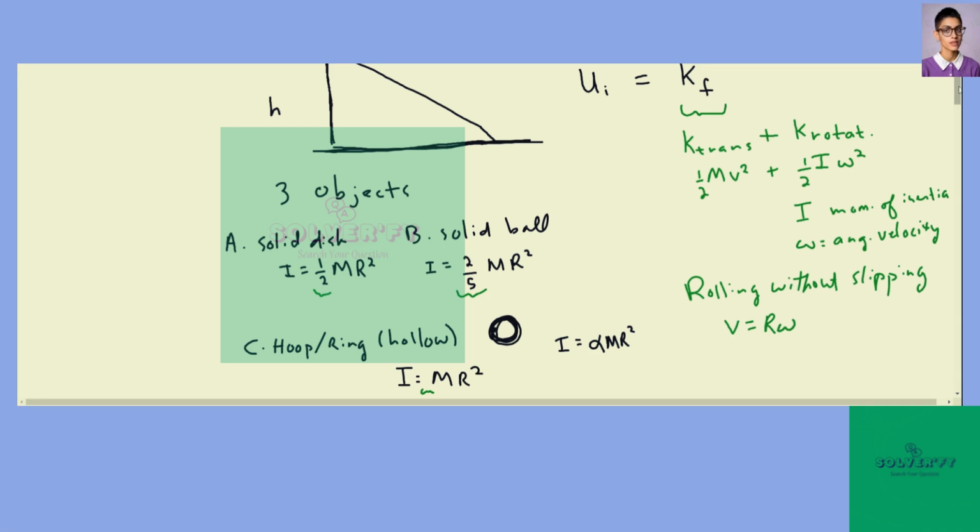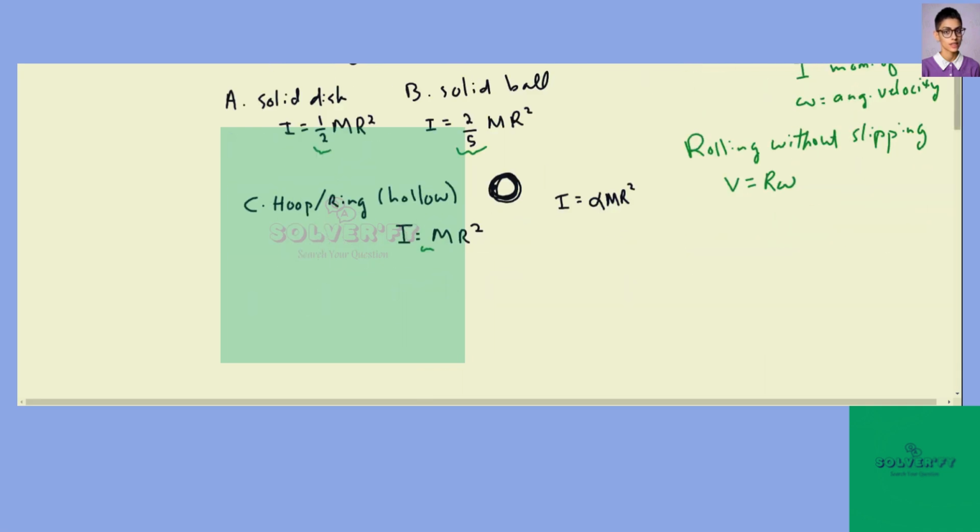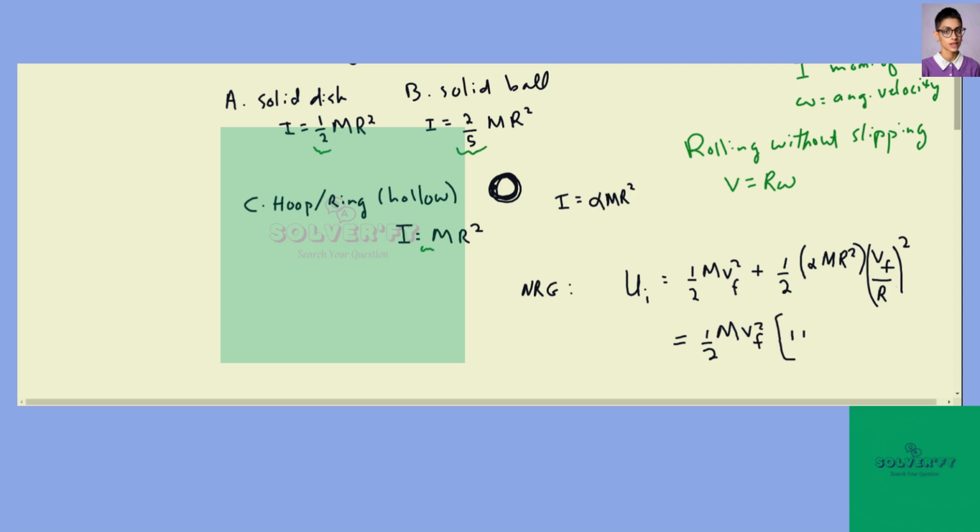And so if we set up this equation, this is our conservation of energy equation. U initial is equal to 1/2 m v final squared plus 1/2 times the moment of inertia, alpha m r squared, and we are going to substitute in for omega squared. That whole quantity is squared. And we see that we have 1/2 m v final squared times 1 plus alpha. And on the other side, we have mgh.